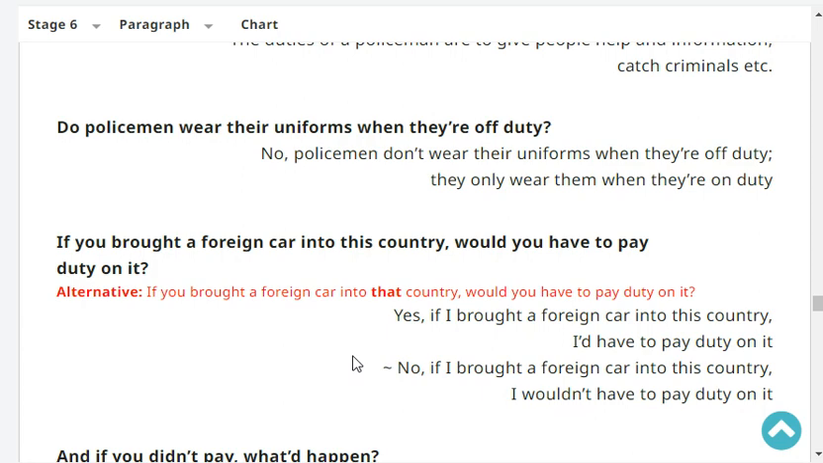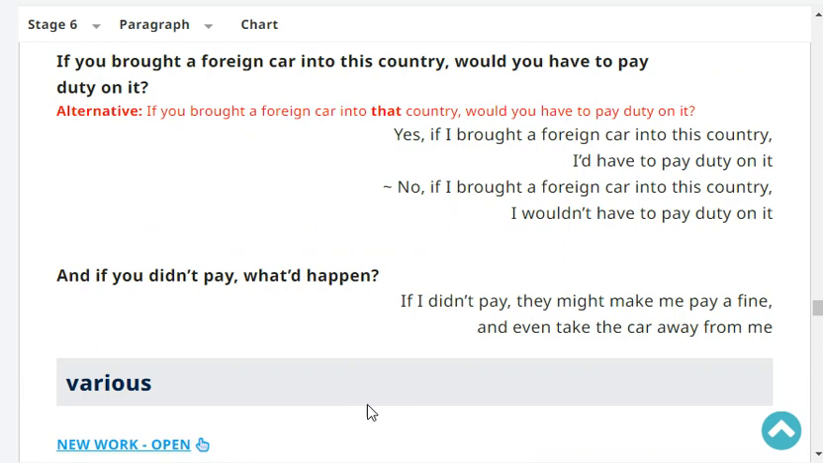If you brought a foreign car into your country, would you have to pay duty on it? Yes or no? Yes, if I brought a foreign car into my country, I'd have to pay duty on it.